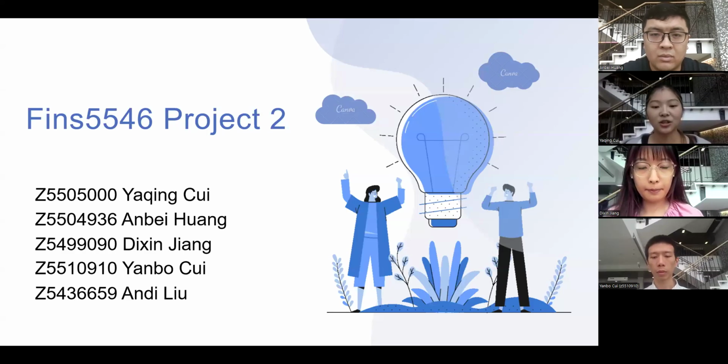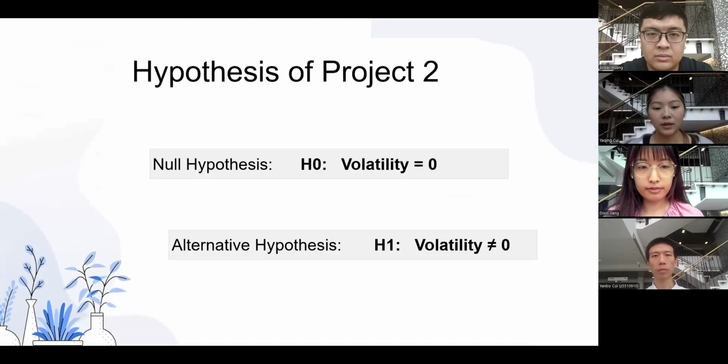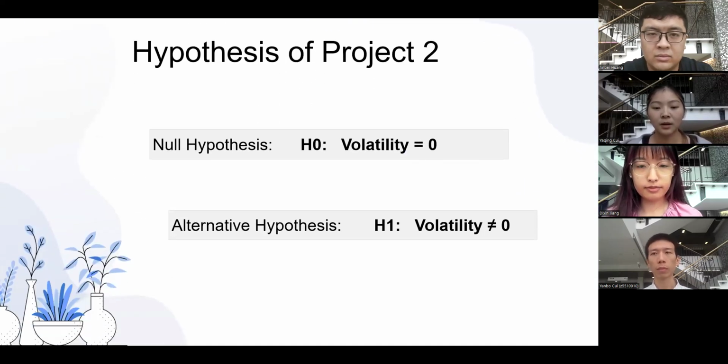Hi everyone, this is a short video to explain those required questions. If we make the hypothesis test here, the null hypothesis H0: volatility equals 0. This hypothesis assumes that the average volatility of the long-short portfolio is 0, or in other words, there is no statistically significant observable volatility.